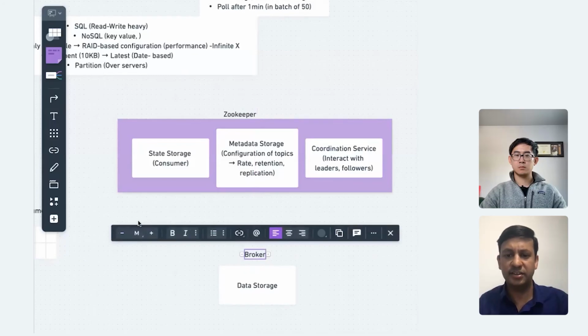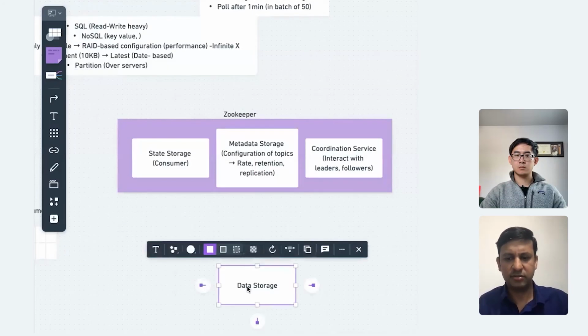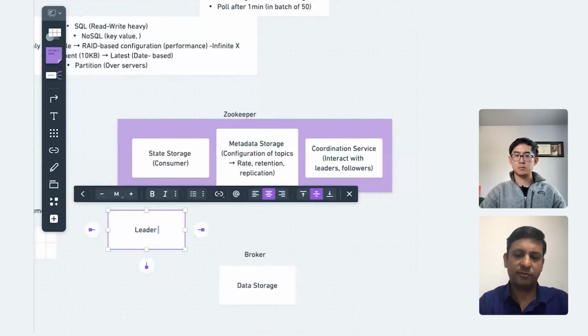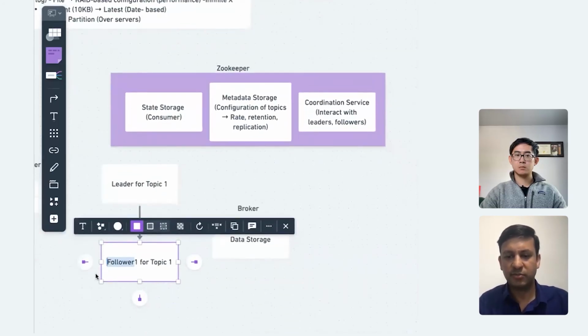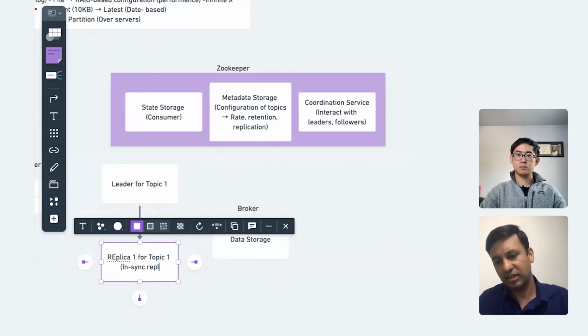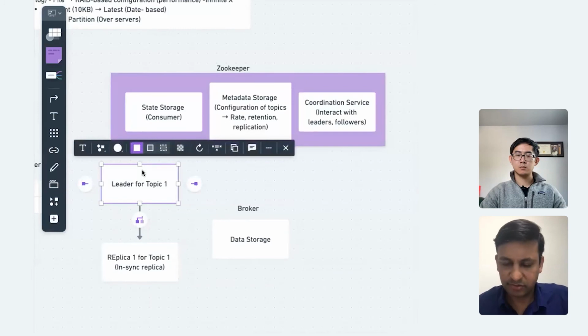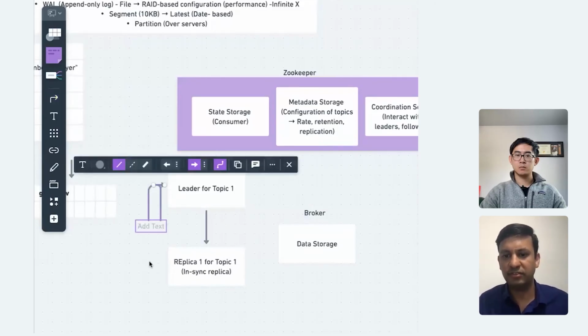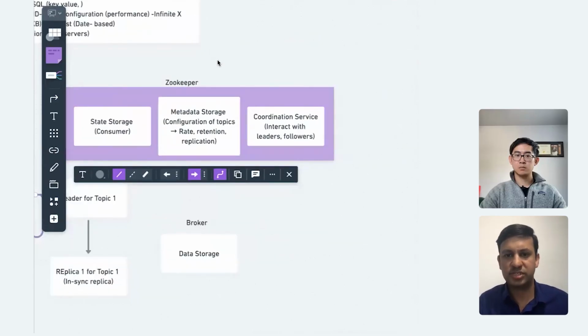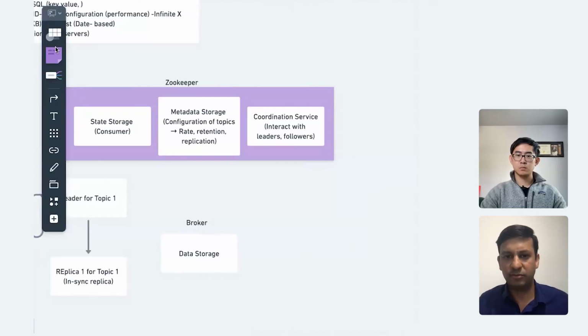So it's something like we have a leader for topic 1, and we are replicating to follower 1 for topic 1. I ignored the partitioning over here just to make it simple, but follower means you can say it's a replica. Those are mainly in-sync replicas. They are always in sync. So producers are writing to the leader, and consumers, this is the whole system, consumers are pulling from those leaders here.